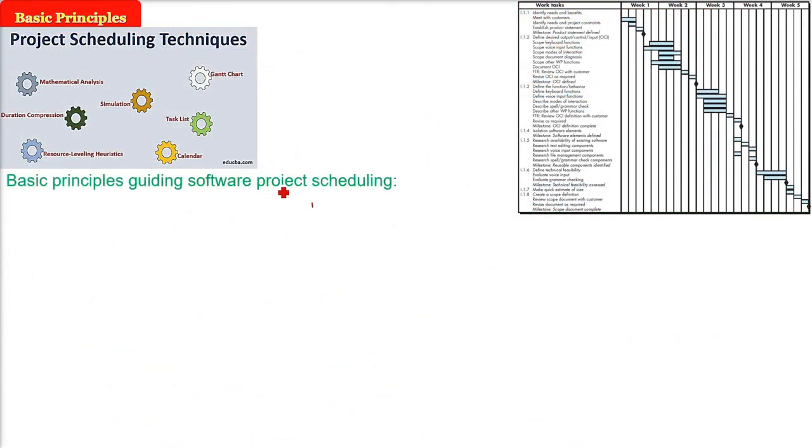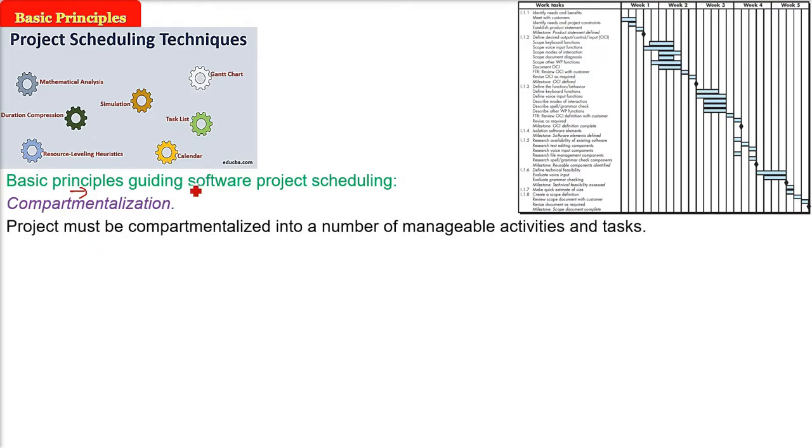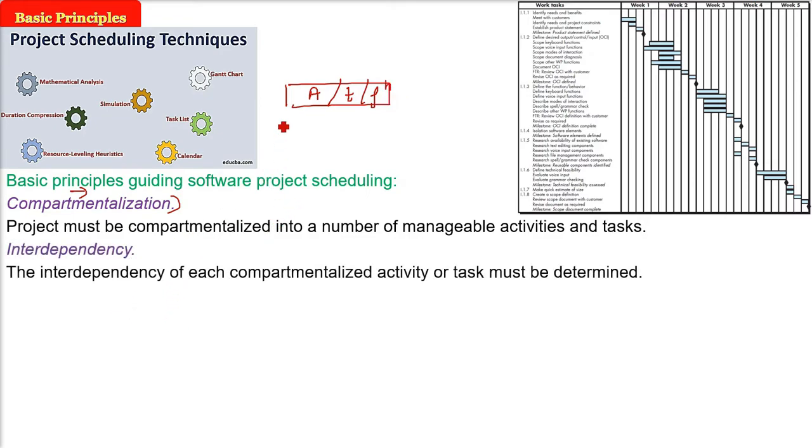For any project scheduling technique or management activity, project scheduling has certain basic principles. Every project manager has to understand what these basic principles are. The first one is compartmentalization: division of the work, properly modularizing the tasks. That is, the project must be compartmentalized, in the way of divide and conquer, into a number of manageable activities and tasks. For example, under a framework activity or process you will have activities, under this you will have tasks, and under this you will have functions.